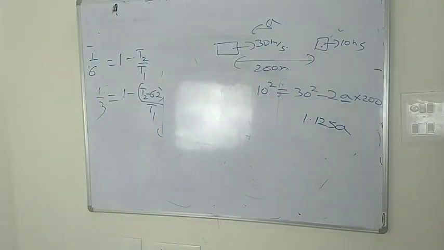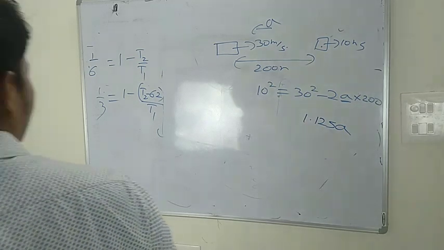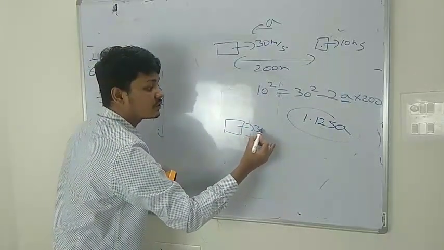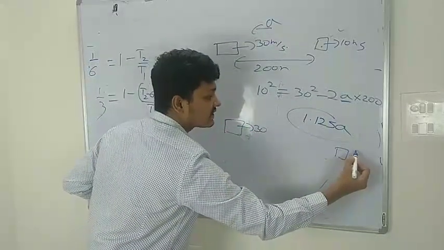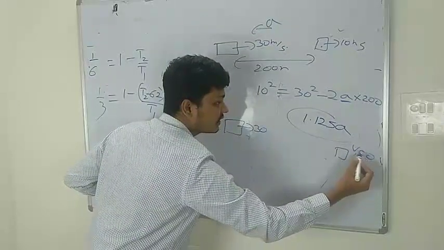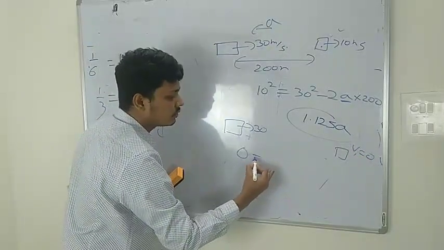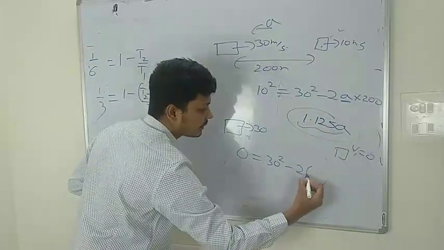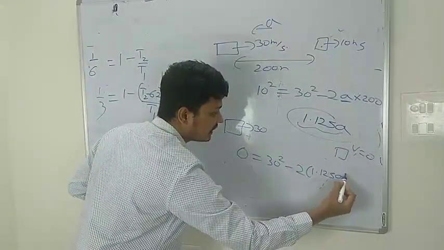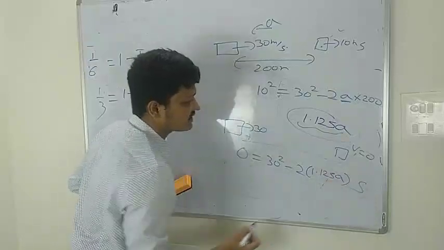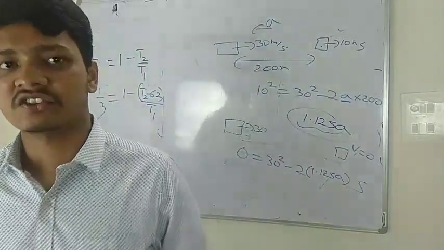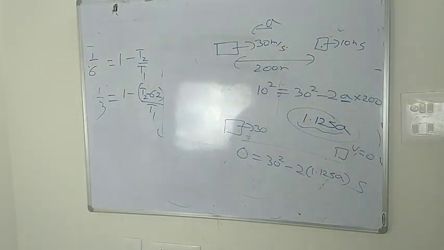Then find the distance that it travels before coming to rest. Now deceleration becomes this, and initial velocity is 30. Finally, it comes to rest when final velocity is 0. So write 0 equals u square minus 2 into 1.125 a into s, where s is the distance. Now using these two equations you can calculate s. Next question.